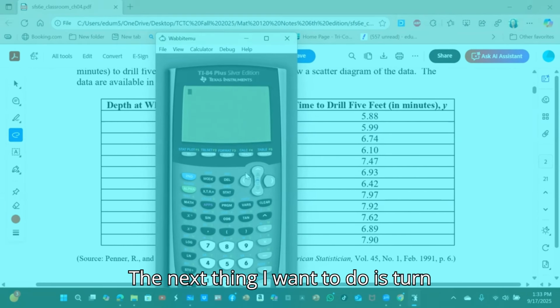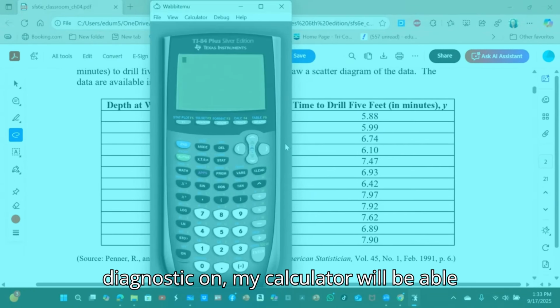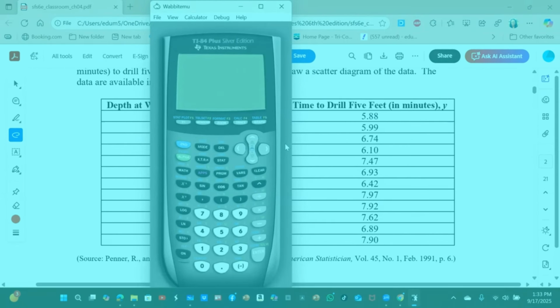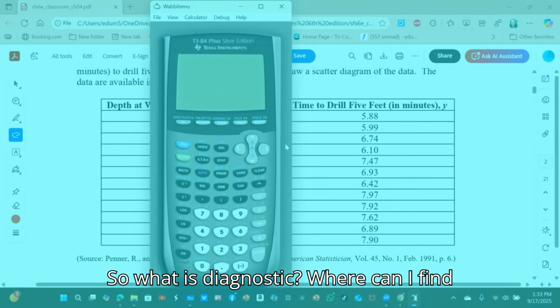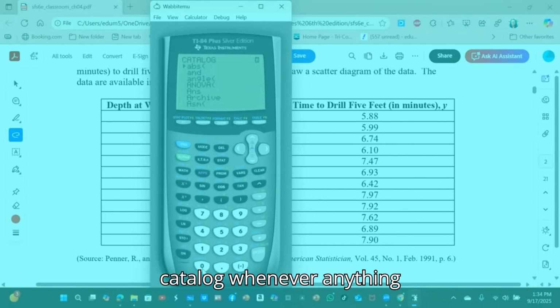The next thing I want to do is turn diagnostic on. When I turn diagnostic on, my calculator will be able to find the coefficient of correlation. So what is diagnostic? Where can I find it? I will go to second catalog. Whenever anything is in catalog, I have to use the green alphanumeric. So green here.